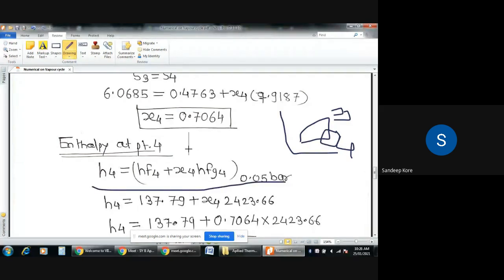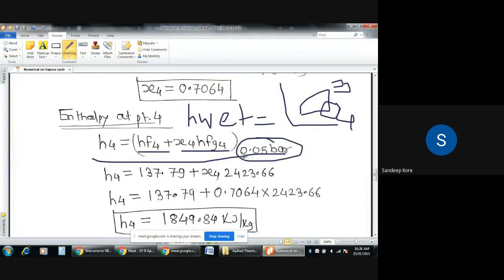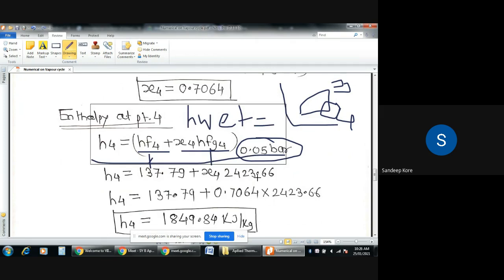Now at point number 4, the steam is wet, so refer to the formula for the enthalpy of wet steam. It is Hf plus X into Hfg. Since it is state point 4, we write H4 is equal to Hf4 plus X4 into Hfg4 at a pressure of 0.05 bar. This data we already noted from the steam table. Hf4 is 137, Hfg4 is 2423, and X4 we found to be 0.7.